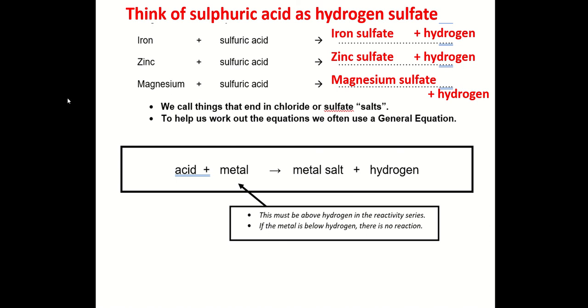So these things then in chloride and sulfate we call salts, okay, and you're going to see that when we come to chemistry a little bit later on, what we always say is that every time an acid reacts with a metal, you get some sort of salt. So iron sulfate, zinc sulfate, magnesium sulfate, and then all those chlorides we saw earlier on, those are all salts. So acid plus metal gives salt plus hydrogen.